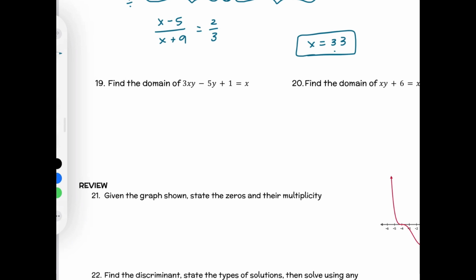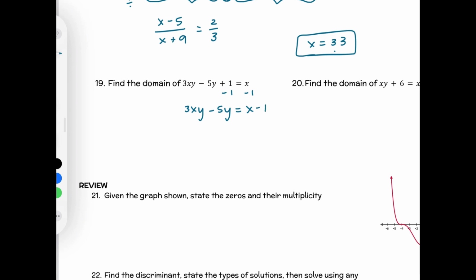All right, number 19. So these are the weird ones where we have to get y by itself so that we can even see what our equation looks like. So I'm going to go ahead and subtract 1 because that 1 doesn't have a y. So 3xy minus 5y equals x minus 1.